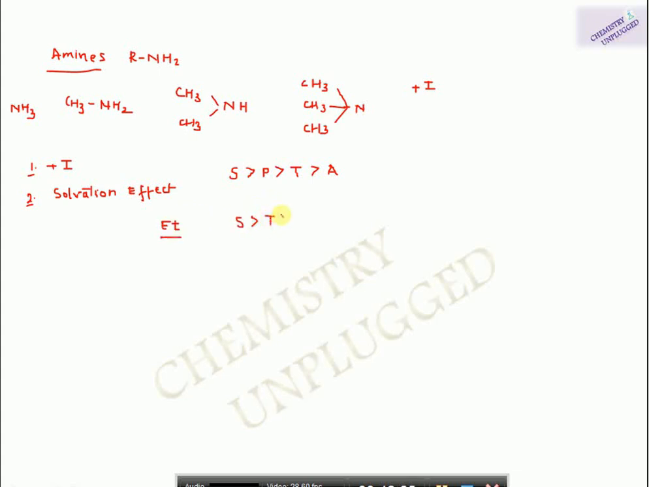And for ethyl substituted amines, the order will be STPA. This order is due to the overall effect of plus I effect and solvation effect. Next we will take aniline. In case of aniline, the lone pair of electrons present on nitrogen is part of the benzene ring. It can delocalize over the benzene ring. So these electrons are not free to combine with a proton easily. So the basic strength of aniline is low as compared to the aliphatic amines.